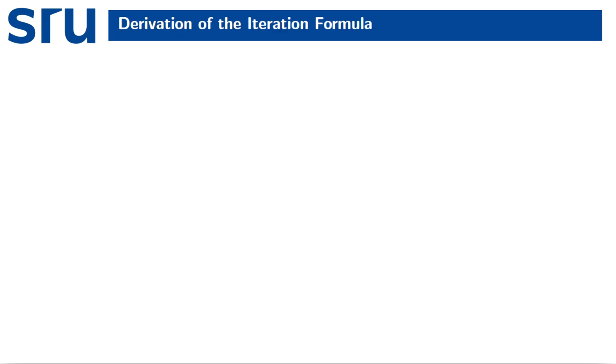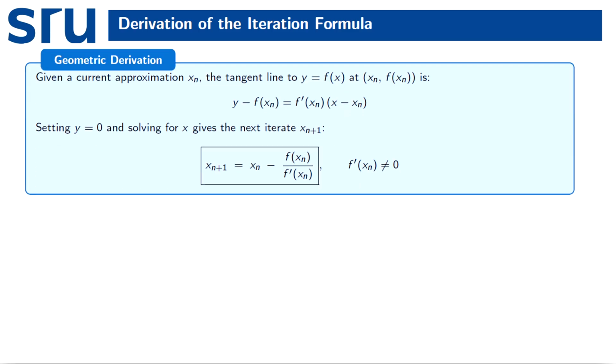Now let us move to the most important part of this method, that is the derivation of the iteration formula. This is where actual mathematics comes in, and once you understand this, the entire method becomes very clear. Let us assume that we already have a current approximation, say xn.